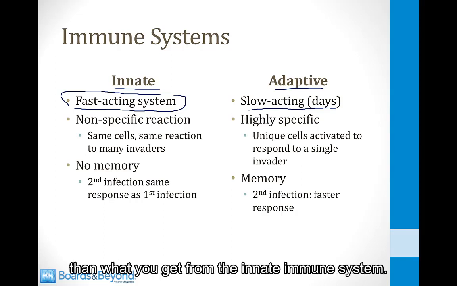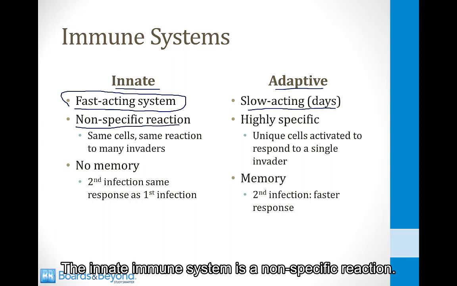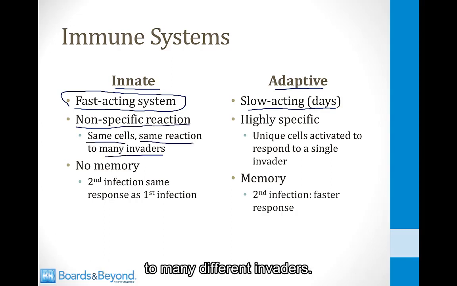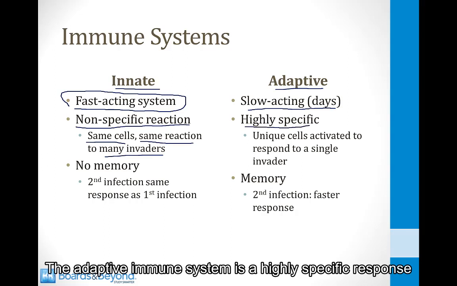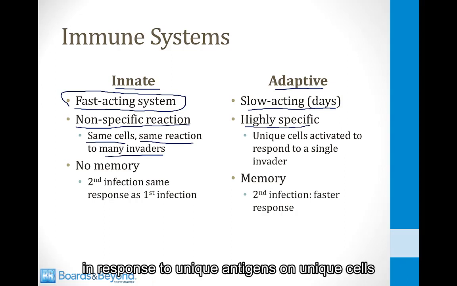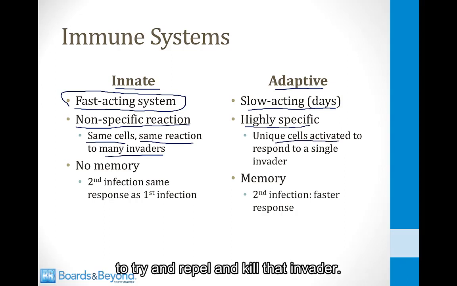But as I said before, once it does, it's a much more powerful response than what you get from the innate immune system. The innate immune system is a non-specific reaction. The same cells respond in the same way to many different invaders. The adaptive immune system is a highly specific response. As we will see in other modules, B and T cells proliferate in response to unique antigens on unique cells to try and repel and kill that invader.